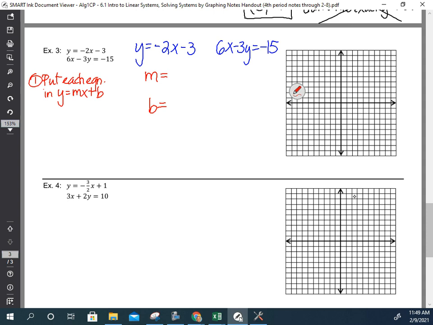So I need to know what's the slope of this line. Slope is negative 2. There we go. That ain't that difficult. Put it this way: participating makes the time go by faster. Your slope is negative 2. What's the y-intercept? Negative 3. See, it ain't that hard, ladies and gentlemen. Participating in class makes time go by faster.